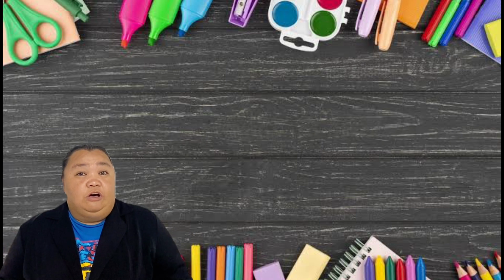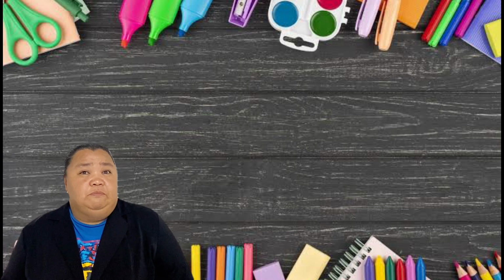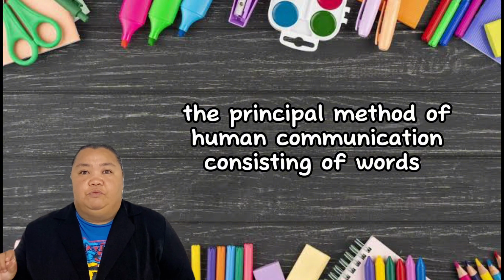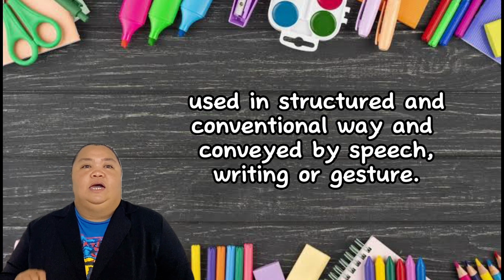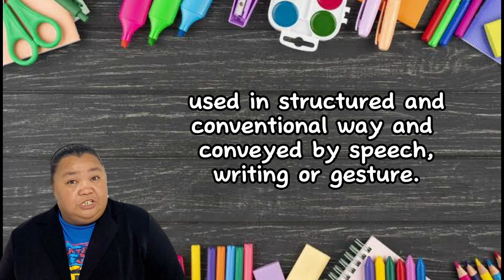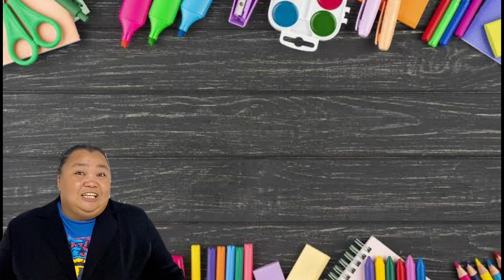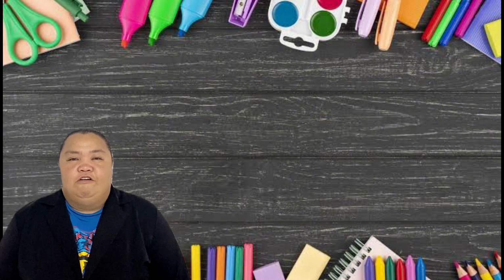So first we talk about language. What is language? Language is the principal method of human communication, consisting of words used in a structured and conventional way, and it is conveyed by speech, writing, and gestures. So let's look at examples of language.